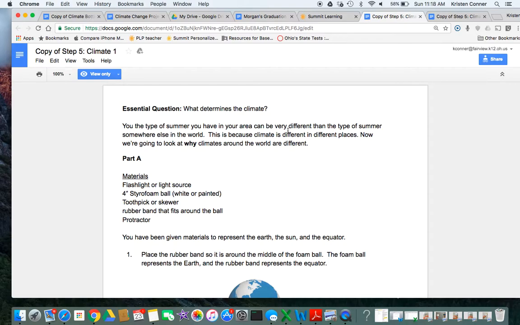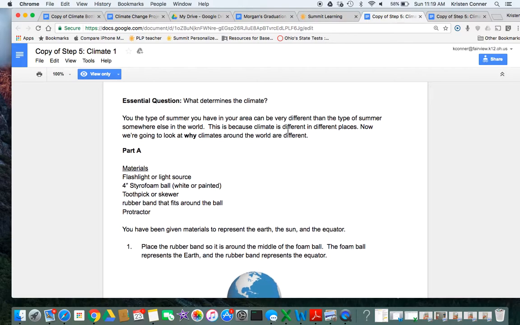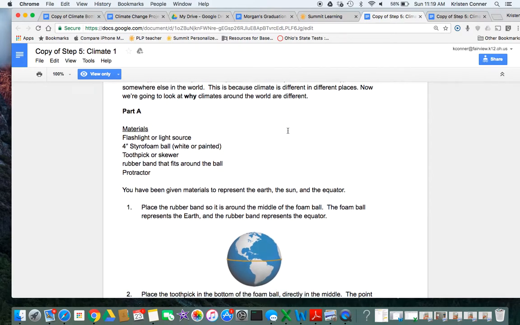The essential question is what determines climate? Climate is different in different places, and we are going to be looking at why climates around the world are different. The materials that you will need are a flashlight, which represents the sun, a styrofoam ball that represents the earth, a toothpick that goes through the center of earth, and a rubber band that fits around the ball and represents the equator. You will also need a protractor to be able to put the earth on it and tilted on its axis.